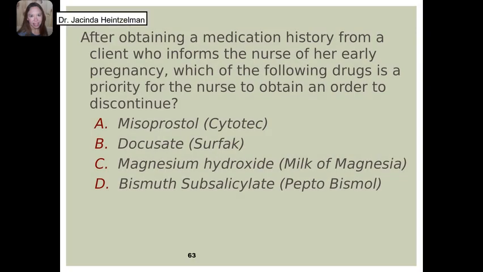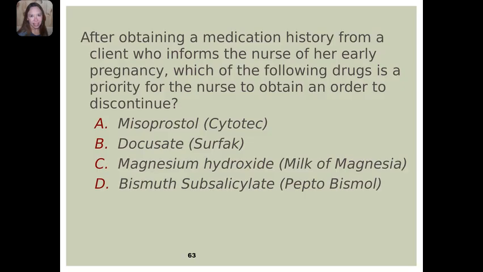Let's see if you know this one. After obtaining a medication history from a client who informs the nurse of her early pregnancy, which of the following drugs is a priority for the nurse to obtain in order to discontinue? So now we have a pregnant patient and we're trying to discontinue the medication. Why would we discontinue the medication?